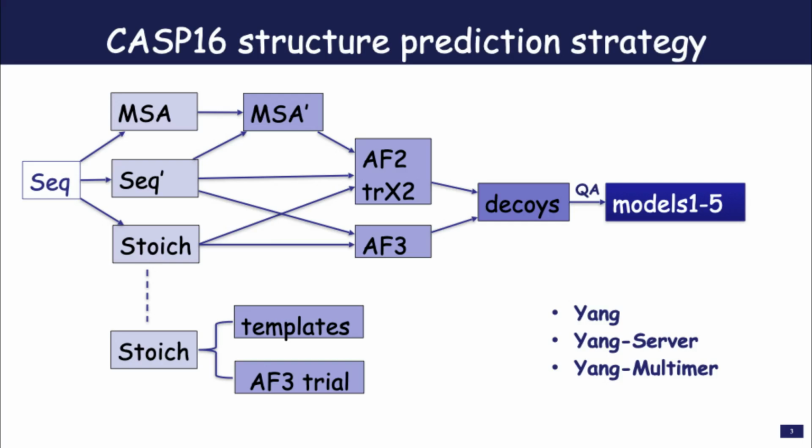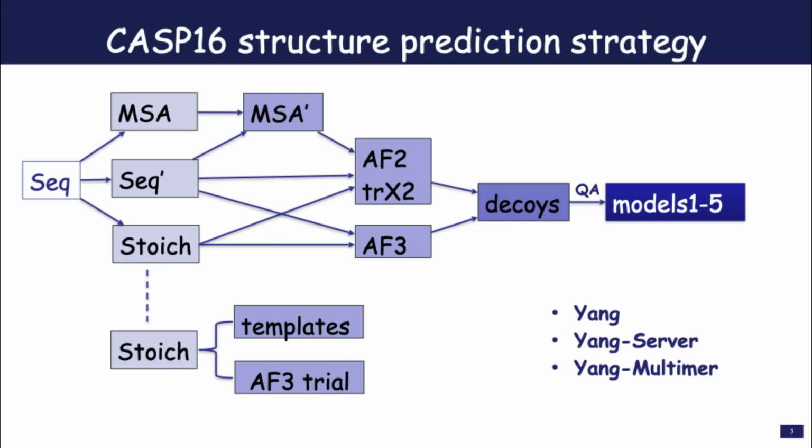So we have three different predictors here to predict the decoys for the input sequence. Our own method, TLZX2, is only used for monomer prediction, and AlphaFold2 and AlphaFold3 can be used for both monomer and multimer structure prediction. From these predicted decoys, we use a QA method to select the model to submit.